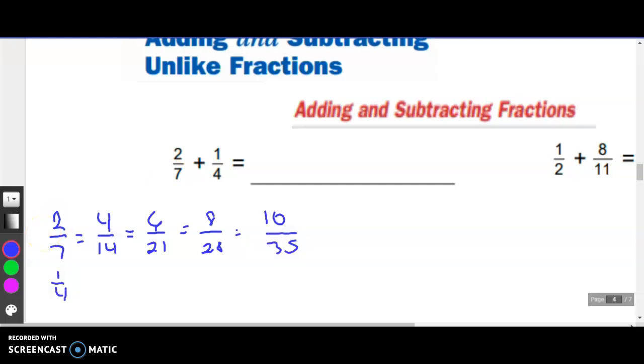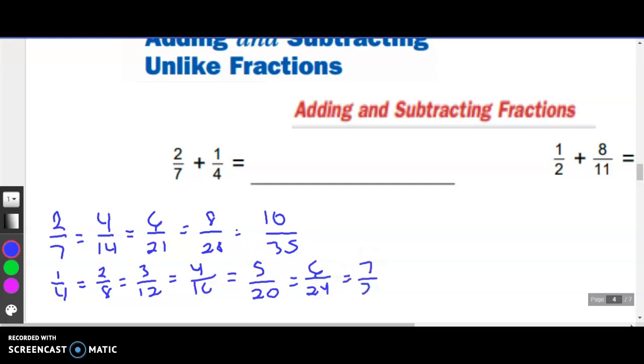And 1/4 equals 2/8, which equals 3/12, which equals 4/16, which equals 5/20, or 6/24, or 7/28. See how we're just making equivalent fractions. But the reason why I was showing you that is because you can see if we need a common denominator when we're adding or subtracting fractions, well, I had it right there, 28, right?